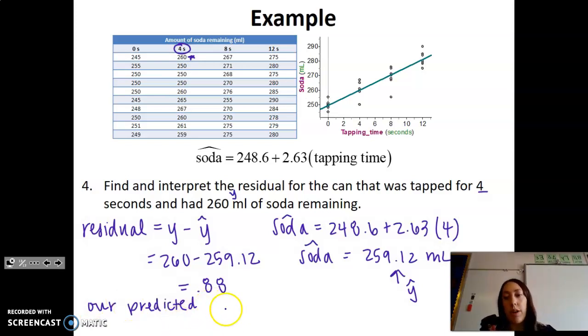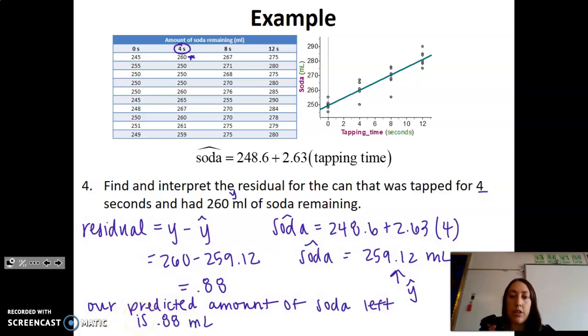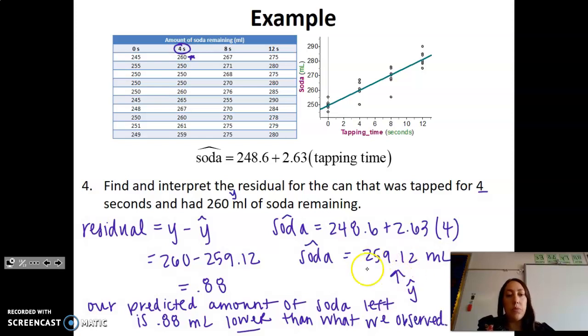And the way that we would interpret that would be our predicted value, and we always like context, so our predicted amount of soda left is 0.88 milliliters lower than what we observed. So, of course, our predicted value will always be a little bit off of what we observe in real life. Our residual tells us how much. In this case, our prediction was 0.88 milliliters lower than what we observed.